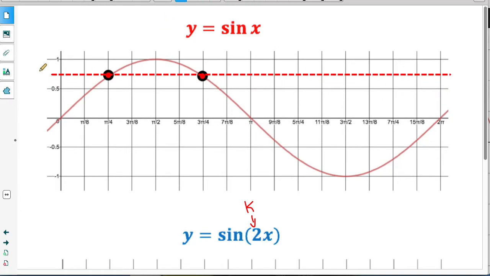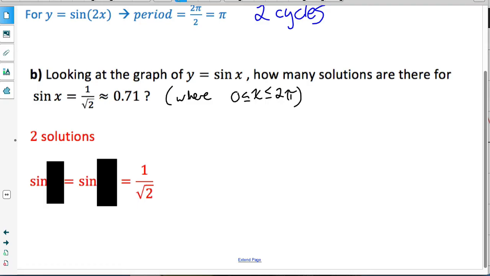Now that I have the horizontal line drawn through y equals 0.71, we can see the sine function is equal to that in two spots, right here and right here, at an x value of pi over 4 and an x value of 3 pi over 4. And those are the two solutions that I showed you we could get algebraically as well. So what we just figured out from the graph is that sine of pi over 4 and sine of 3 pi over 4 are both equal to 1 over root 2. So there's two solutions between 0 and 2 pi for this equation right here.